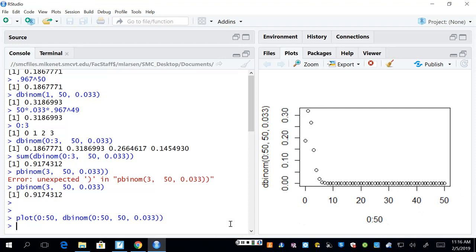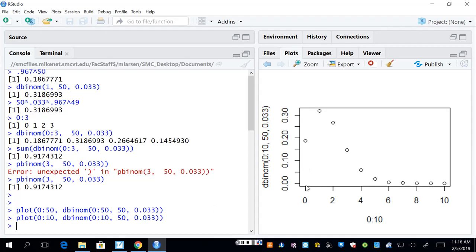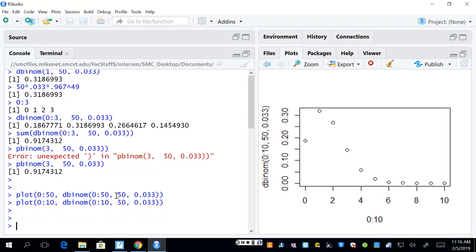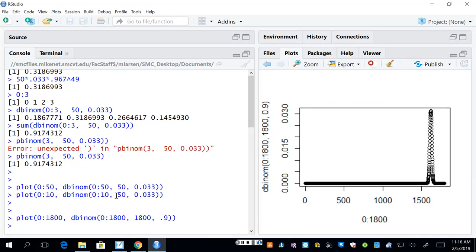And in fact, if you restrict this, say we only care about the first 10 values, we could do a plot. Here are the probabilities of 0, 1, 2, and you can see it a little bit more easily. We can do this with bigger numbers too, like the 1,800 houses. We can look at the density of the binomial for 1,800, and what was the chance for each one? 90%? That's what that one looks like. So that's the probability distribution.